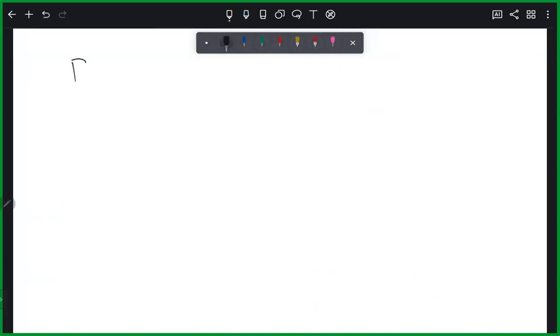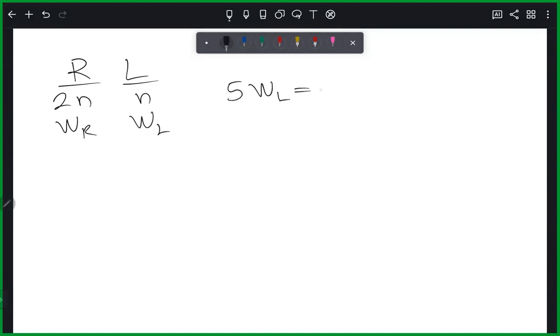So let's assume that there are 2n right-handed players and n left-handed players, and the total games won by right-handed players is WR, and by left-handed players is WL. And we also know that 5WL equals 7WR. So let's write an inequality for WL, with an upper bound and a lower bound for WL and WR, and let's compare them. First of all, let's find the lower bound for WR.